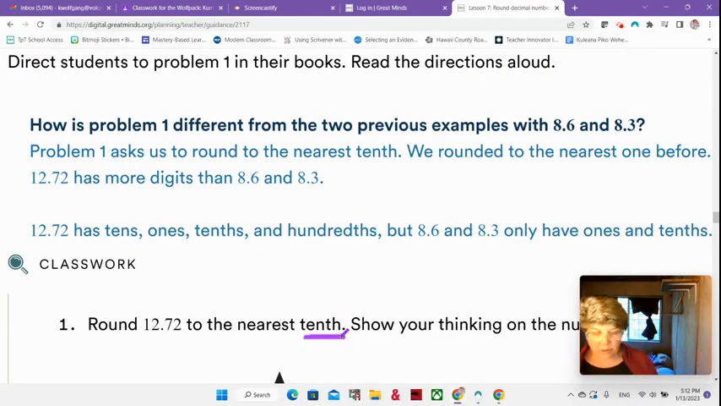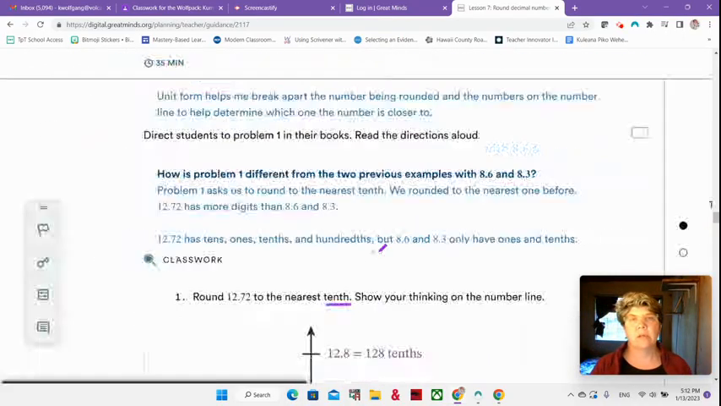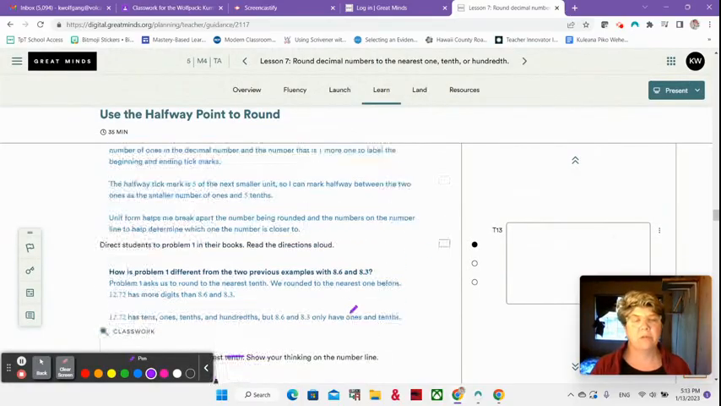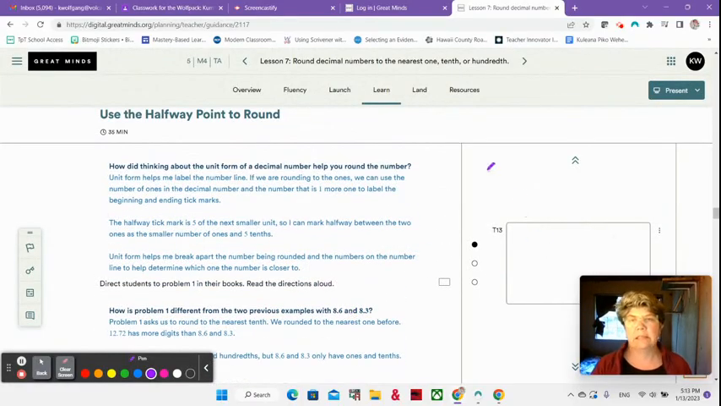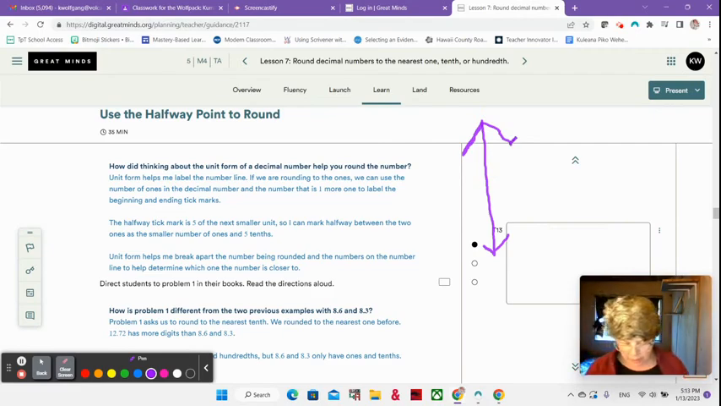Okay, so on your vertical number line, we're going to have to think about what are the tenths place for 12 and 72 hundredths? What's the next tenth up? And what's the middle? Okay, so let me see if I can do this over here. I'm just going to do it right here. I'm going to draw my vertical number line. Sorry, it's not showing up very good on my page. And we have 12 and 72 hundredths.